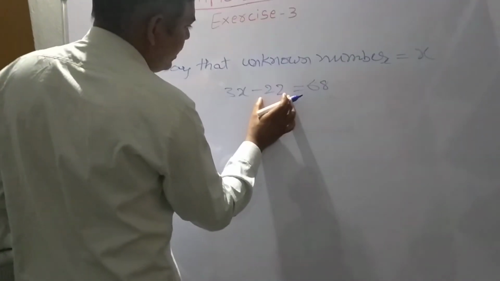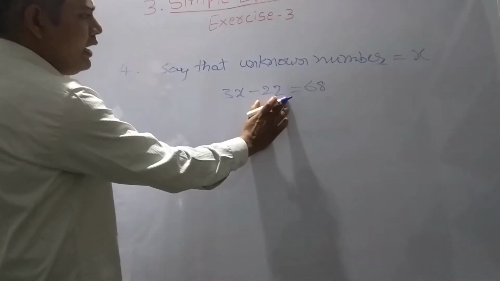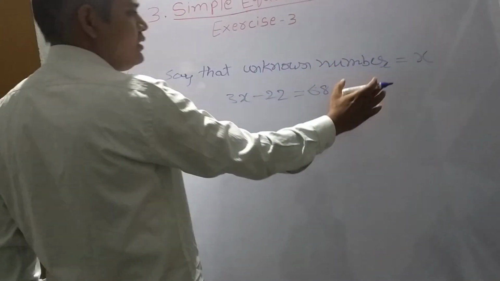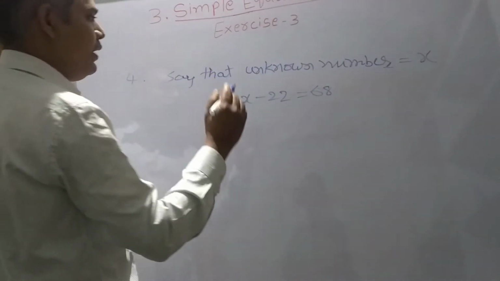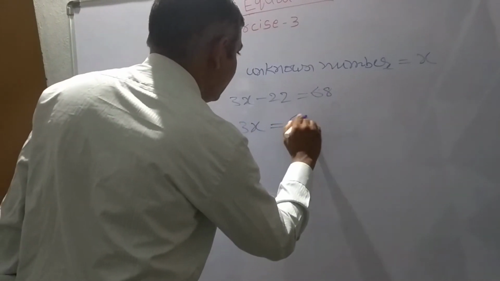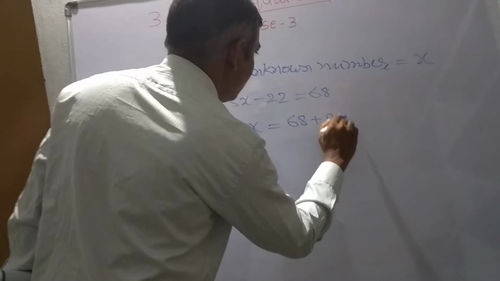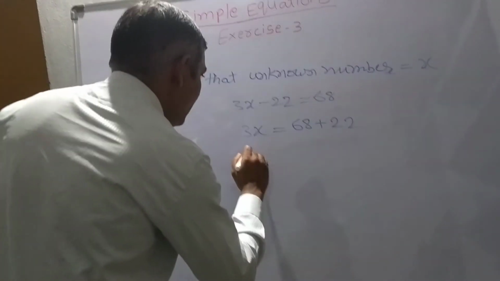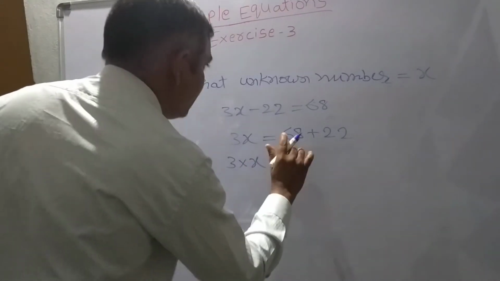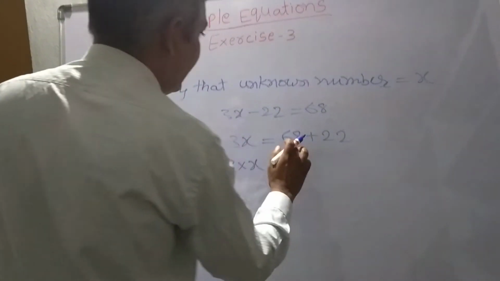Minus 22 is on the LHS, the left hand side. If we transpose minus 22 from the LHS to the RHS, it will become plus 22. 3x is equal to 68 plus 22. 3x means 3 into x. 68 plus 22 means 90.